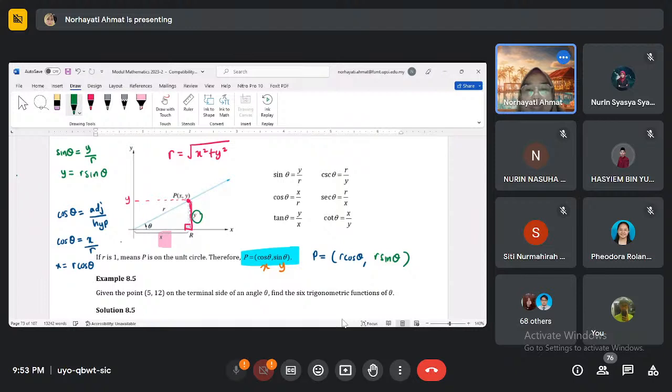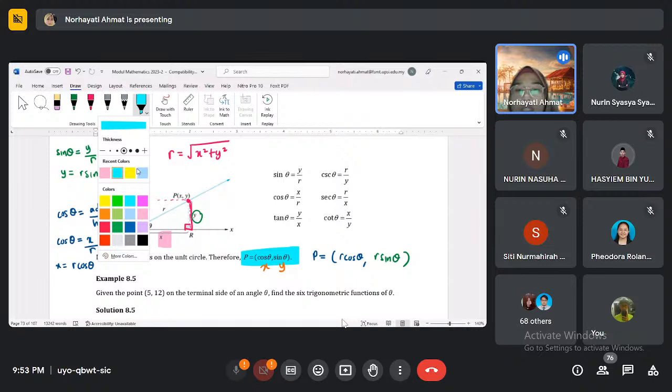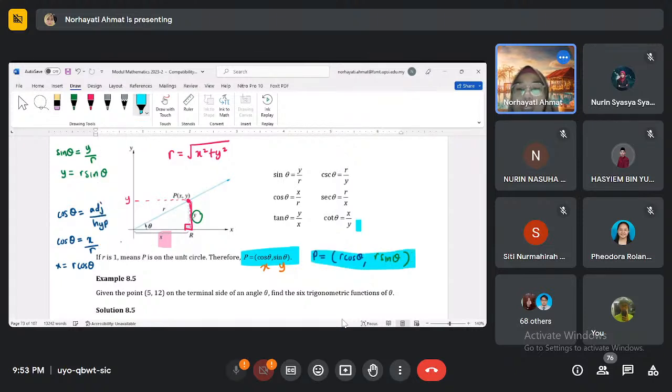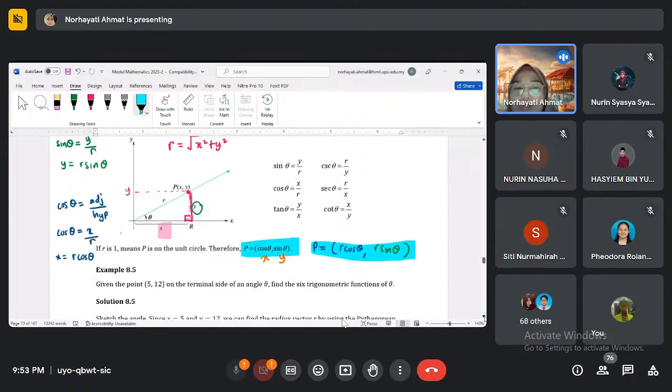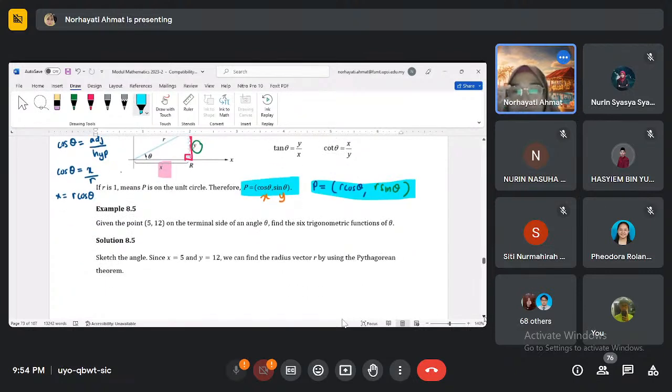Itu yang dapat dekat sini. Sama. In this case, if R is equal to 1, we have a unit circle. Unit circle is when R equals 1. But this is the general form of a point in parametric form. Kita panggil sebagai parametric lah. Tak apa, awak jangan confuse, this is just for your information.